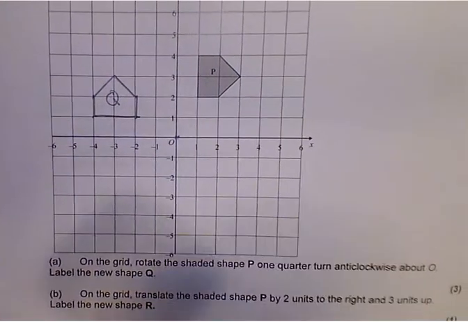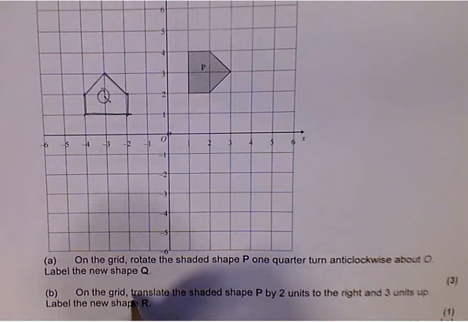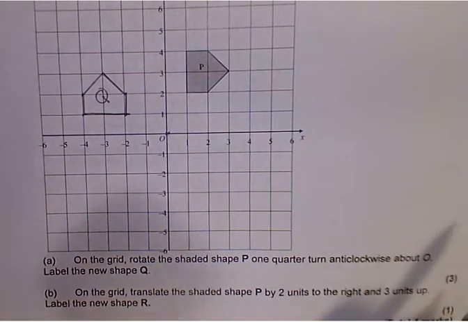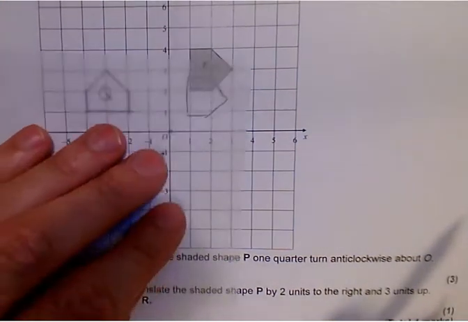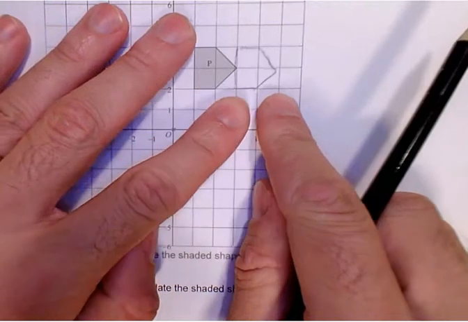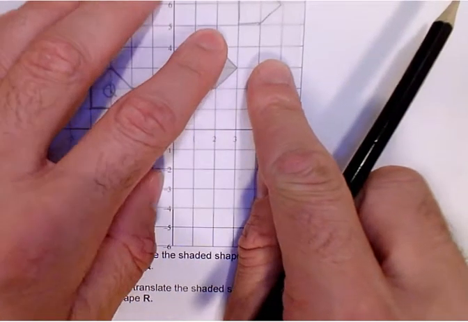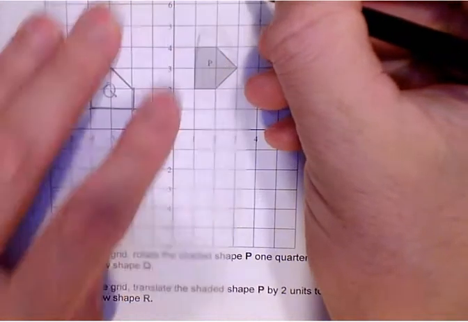The next question says on the grid translate the shape P. Now translate means move or slide, so slide the shape P by 2 units to the right and 3 units up. That means the whole shape moves 2 units to the right and 3 units up. So if it was there, it's going to move 1, 2 right, 1, 2, 3 up, and it'll go there.